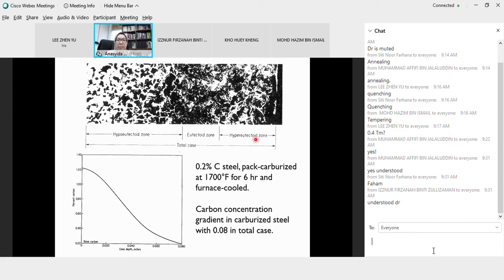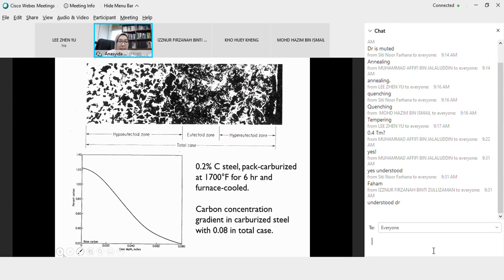So this is an example of a sample that has been carburized. You will get a hypereutectoid zone, meaning more carbon here. Going to the inner part, you can get the eutectoid structure, and after that hypoeutectoid, because the carbon gets less and less, and after that you get the carbon equal to your sample. Let's say you start with 0.2% and the carbon is still hypo, because 0.2 falls under hypo.